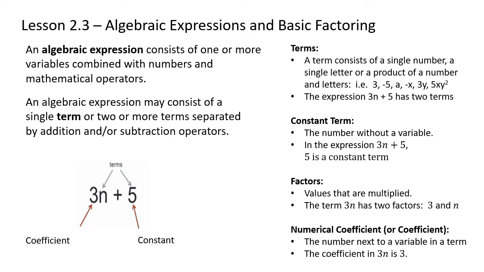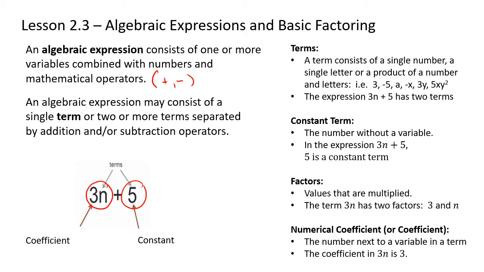multiple algebraic expressions. Okay? So an algebraic expression has one or more variables, and usually they're combined with numbers and mathematical operators, typically addition and subtraction. Okay? An expression may have a single term, or it may have multiple terms that are added and subtracted together. So in this case, this is all one expression. It's 3n plus 5. Okay? So in this expression, there's two terms, 3n and 5.